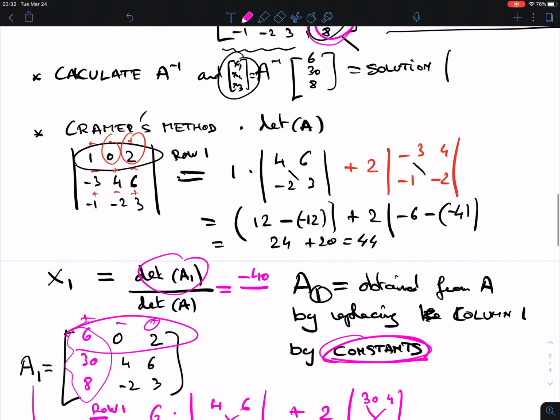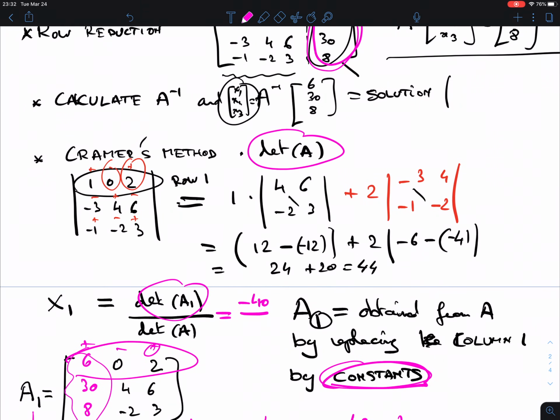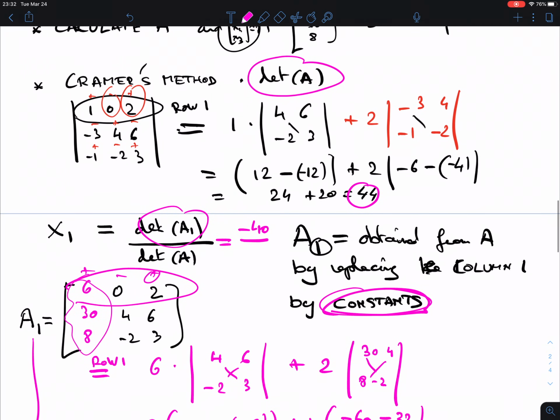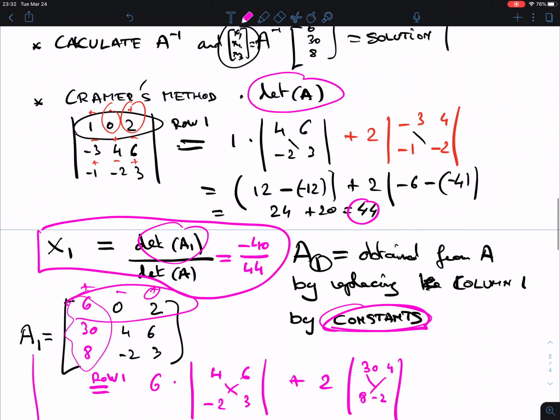And what was the determinant of A? The determinant of A we found was 44. So this is the first element of the solution. This calculates x1 without knowing what x2 and x3 are. So how do we get x2 and x3? Well, perhaps you can start guessing now what we need to do. We're going to do exactly the same thing.